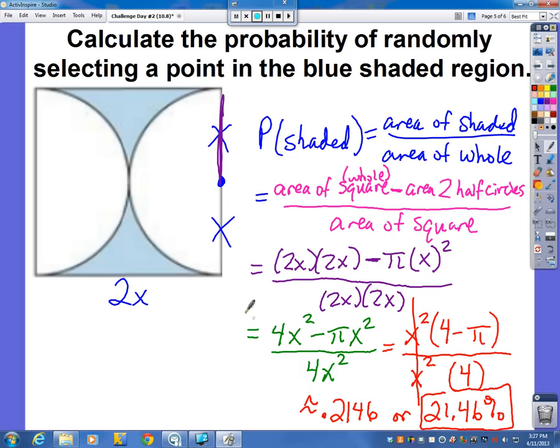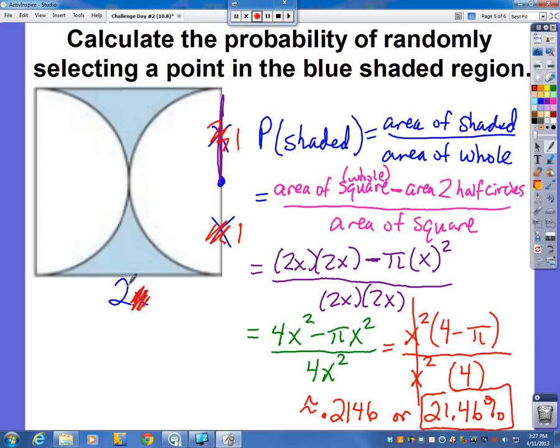Okay. Now, if you used any other number, like even if you wanted to call the side length 2, and the radius is 1 in this case, you're going to get that same exact answer. You're just not going to have variables that will cancel out in the very end. So my method applies for any value of x.